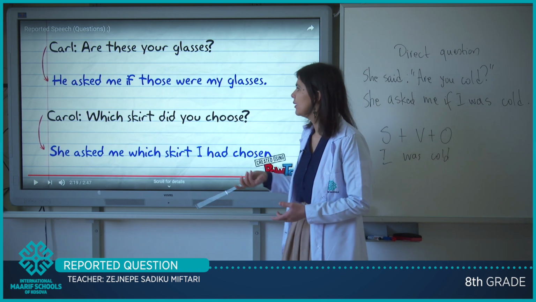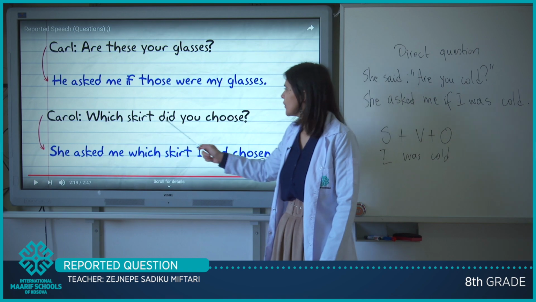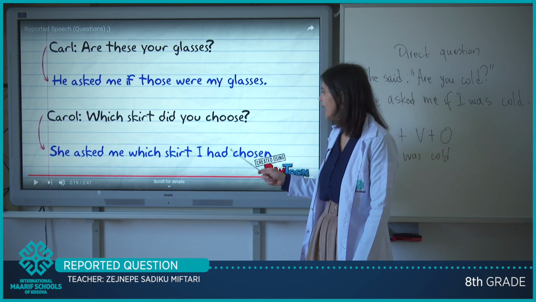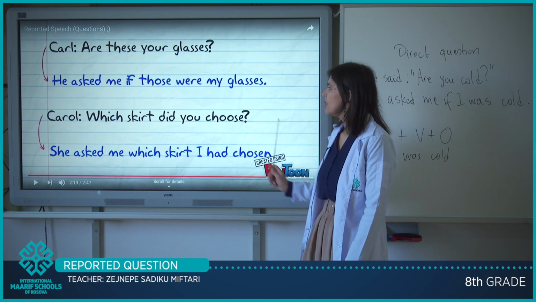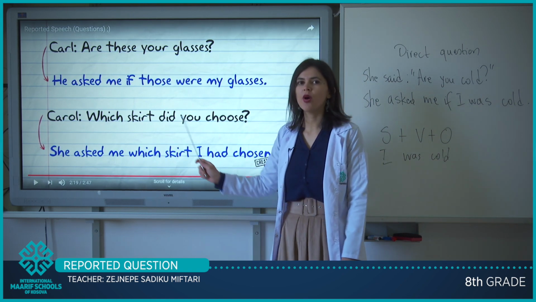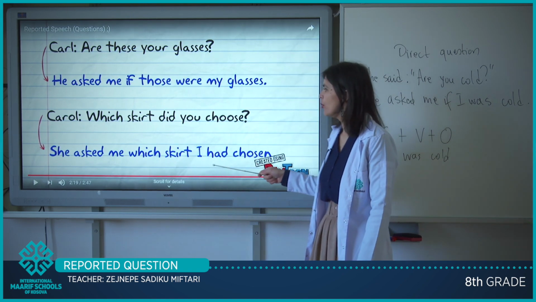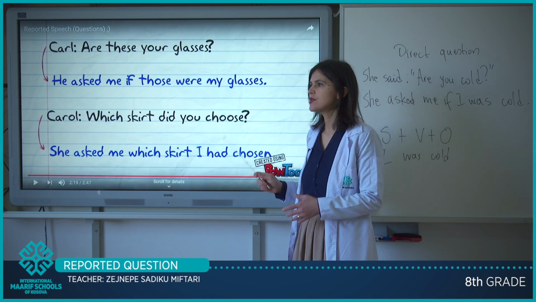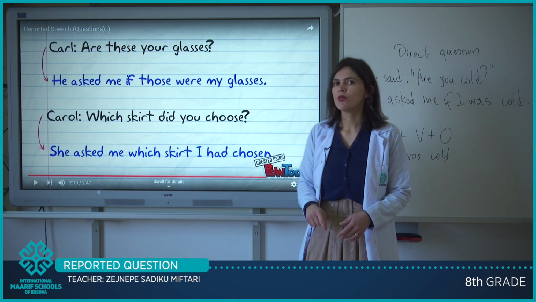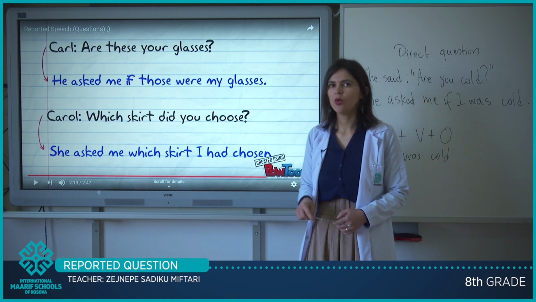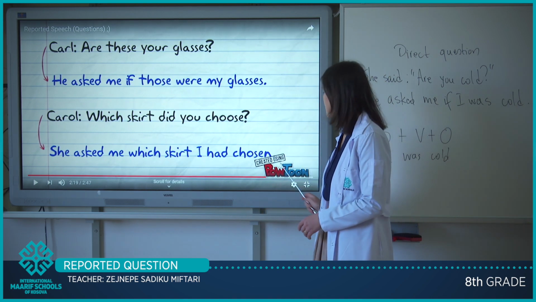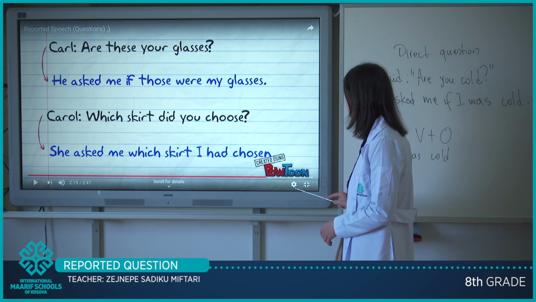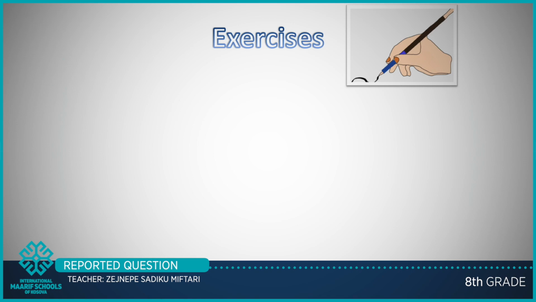Carol, "Which skirt did you choose?" "She asked me which skirt I had chosen." Because here the verb is in past simple and in the reported question the verb is going to be in past perfect. So this was the short video and now we are going to do some exercises in order to practice the reported questions. Let's continue with the first sentence.